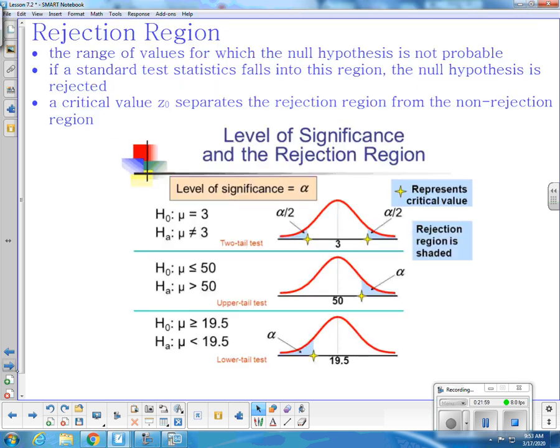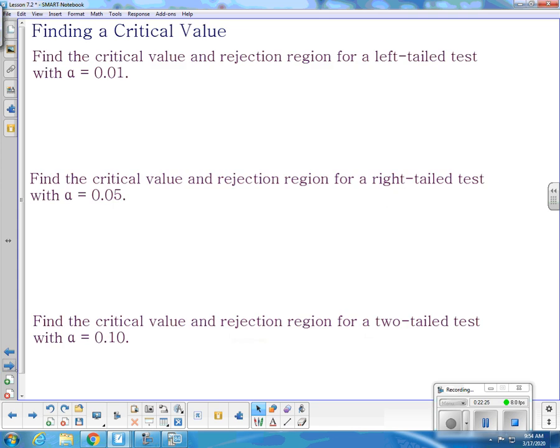All right. Level of significance and the rejection region. So now this is a little bit different. Again, you have a two-tailed test, you have an upper tail test, a lower tail test, right or left tail test. But you're just going to sketch it and mark the region and the z-score. It's almost a little easier, in my opinion, to see it than just to do the p-value. But either way, let's look at how this works. Find the critical value in the rejection region for a left tail test with alpha being 0.01.